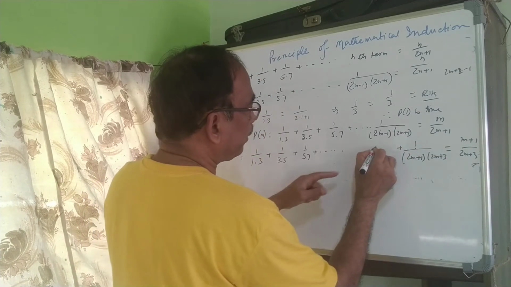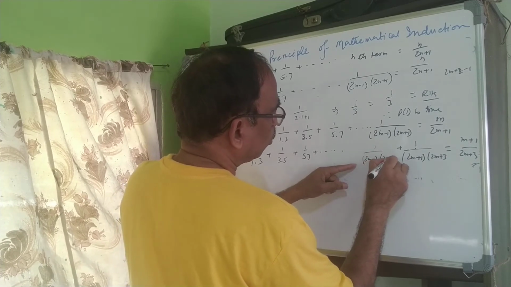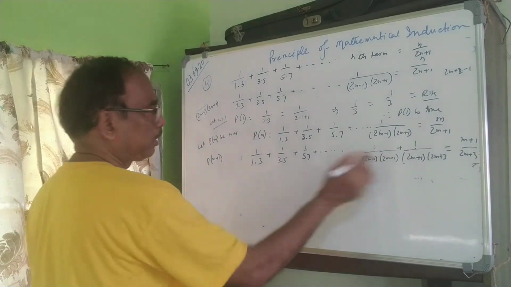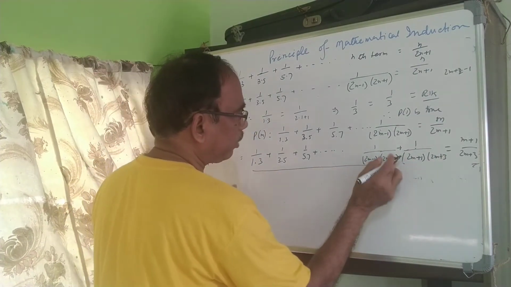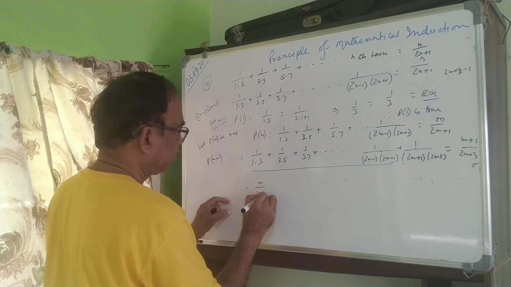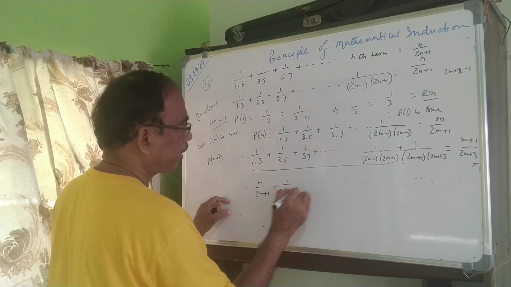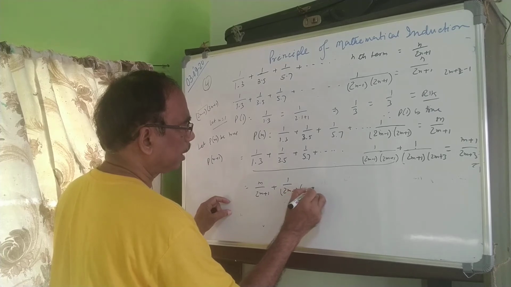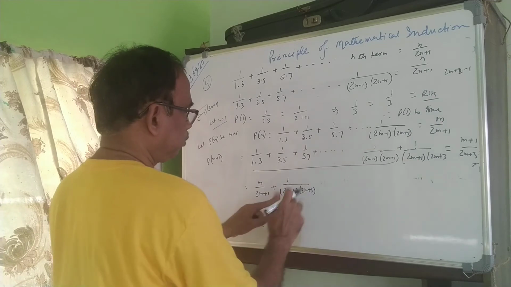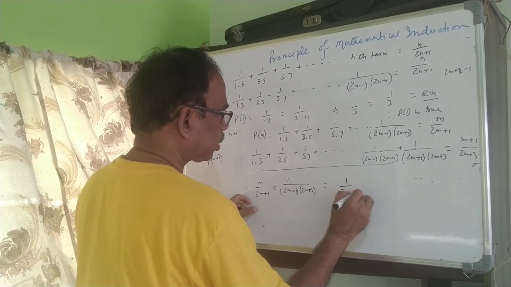Its previous term will be 1 by (2m minus 1)(2m plus 1). It is the m plus 1 term. In Pm plus 1, underline the previous part because you know its value is this: m by (2m plus 1). Plus 1 by (2m plus 1) into (2m plus 3). Its value is this, then plus this, put it here. Here 1 by (2m plus 1) is common.